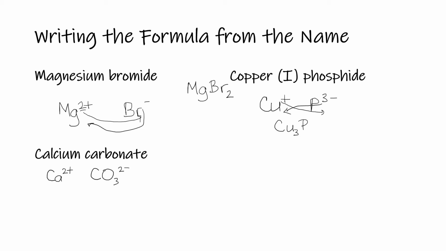Okay, so here calcium has a +2 charge, carbonate has a -2 charge, so they cancel themselves out. We just need a ratio of 1 calcium ion for every 1 carbonate ion to have a neutral compound. So the formula for this is CaCO3.